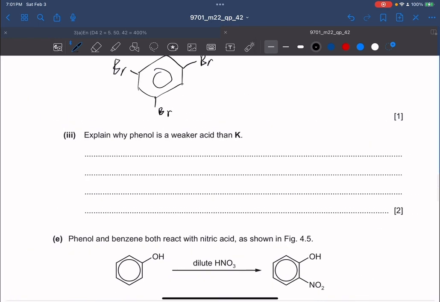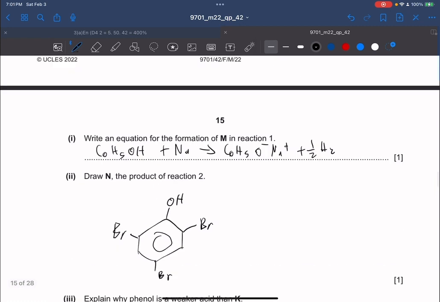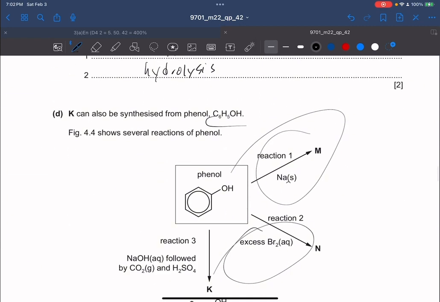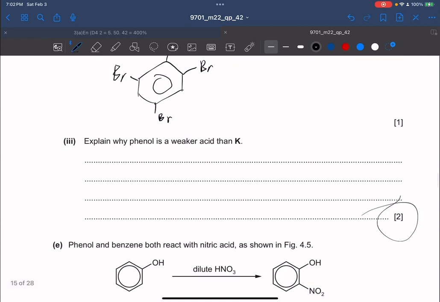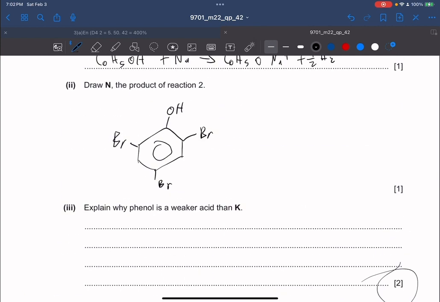Explain why phenol is a weaker acid than K. So that's going to be a 2-mark question. Okay, so the reason why phenol is a really weak acid, even though it is acidic, is because of... If the question asks you to explain why phenol is weaker, you can explain why phenol is weaker or why K is stronger. Here, I'm just going to explain in terms of phenol. I think it's going to be easier.